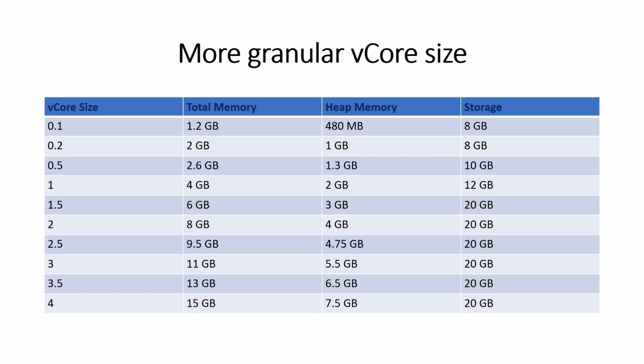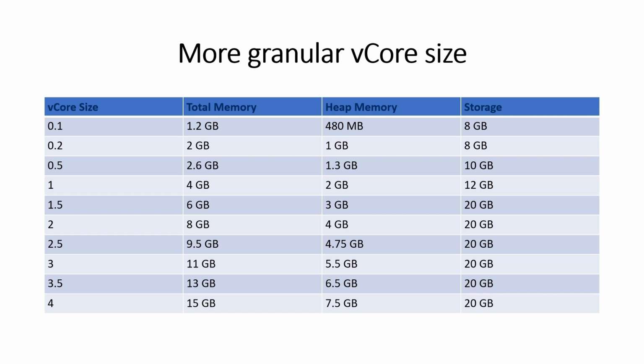CloudHub 2.0 supports more granular vCore size. Like in CloudHub 1.0, we cannot assign 0.5 vCore, we cannot assign 1.5 vCore, we cannot assign 2.5 vCore, we cannot assign 3.5 vCore. CloudHub 1.0 supports 0.1 vCore, 0.2 vCore, then 1 vCore. In CloudHub 2.0, we can assign more granular vCore.